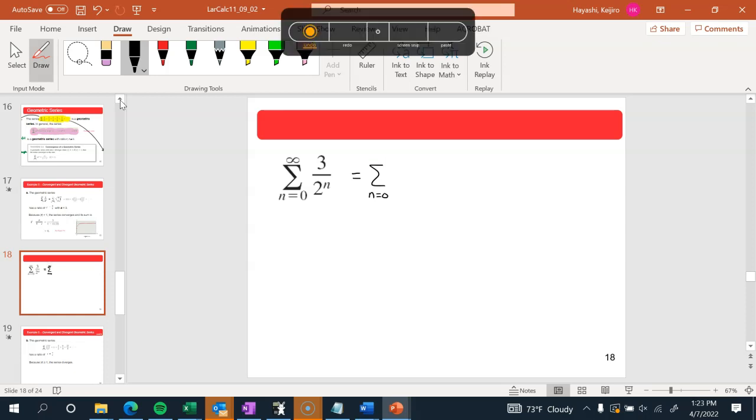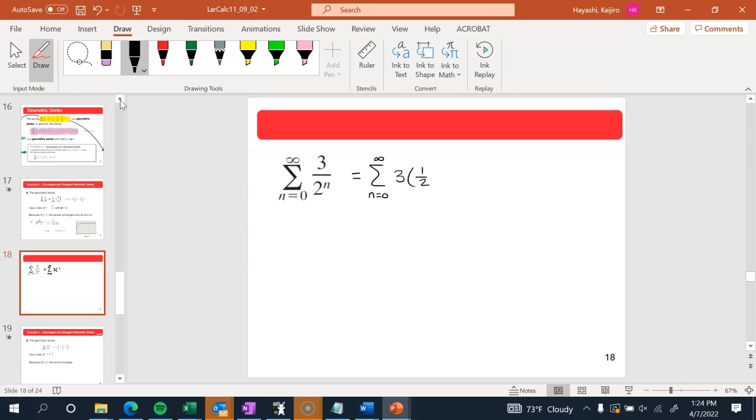So the sum from n equals 0 to infinity of 3 in front of 1/2, like 1 over 2 being raised to the n power. So this here is the ratio. And that 3 is just some sort of coefficient that gets multiplied in there. But the 3 doesn't get raised to the n power, so it's not part of the ratio.